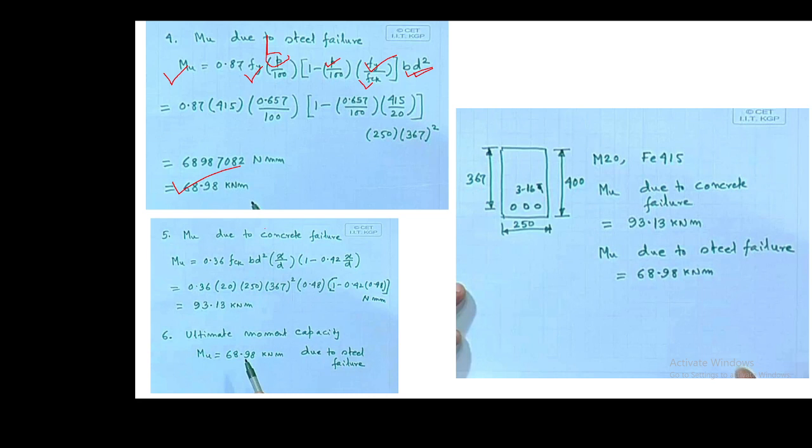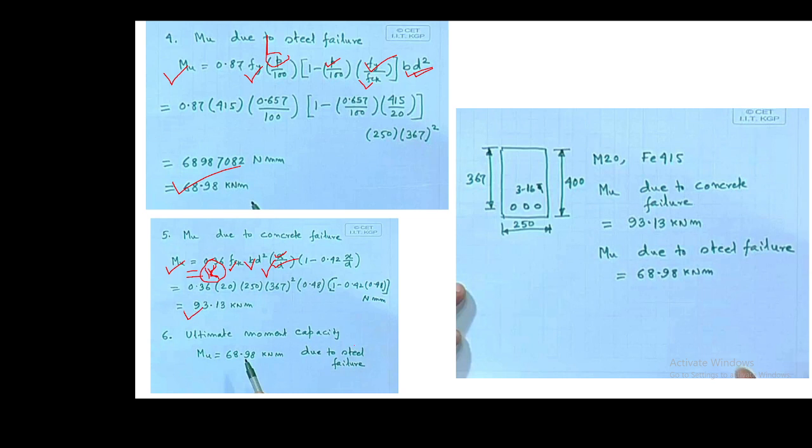Now we'll calculate using the concrete failure. For the concrete failure, there is a formula: Mu = 0.36 fck b d squared, (xu/d), in brackets 1 minus 0.42 xu/d. This becomes K into fck b d squared, and with this K value we can calculate it. By this formula you can directly put in all the values. We know xu/d, we know b, we know d, we know fck, everything we know, and we'll calculate it. So it is 93.13.